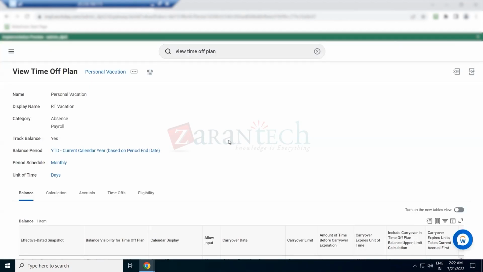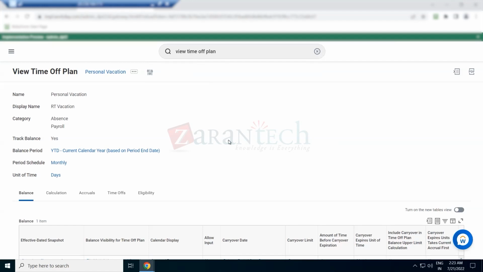Okay. So I think it's a very simple plan, from what I can see. So what is a time off plan? First, in order to create a time off plan, it is basically your benefit. Your HR or your benefits team creates policy in terms of your employee benefit, and that is configured in your system.